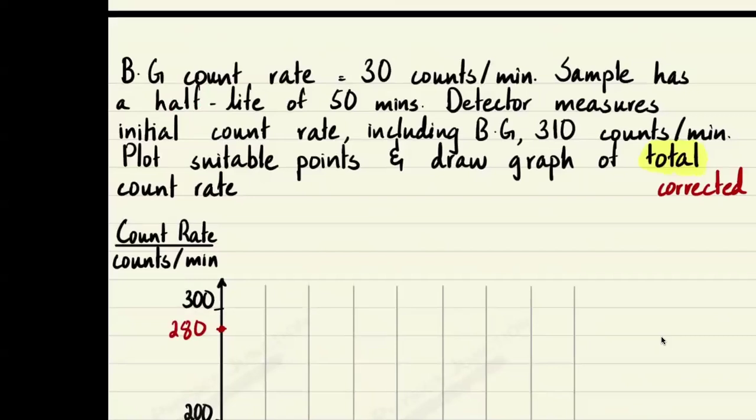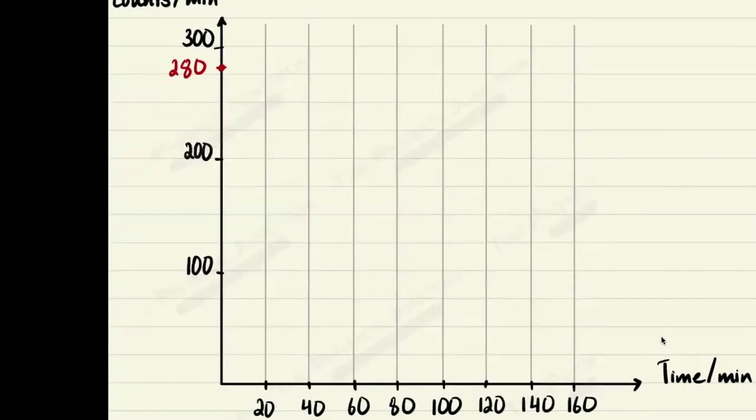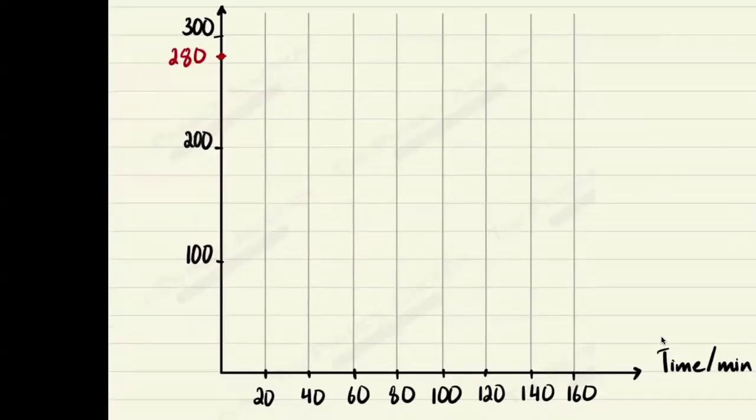After this, I now need to plot more points. The half-life is given. So I know that if it's 280 initially, after a half-life, the count rate would also halve. So from 280, it's going to become half of that, which is 140 after 50 minutes. So this is 125, 150. So 140 is probably somewhere here. This is 140, corresponding to 50 minutes. Then again, after another 50 minutes, this is going to halve again. So that's going to be at 70.